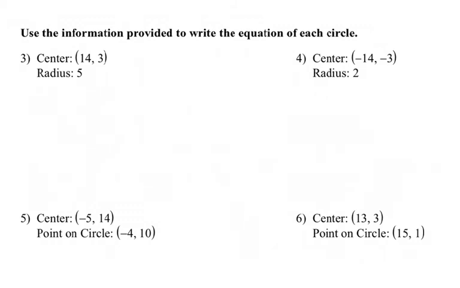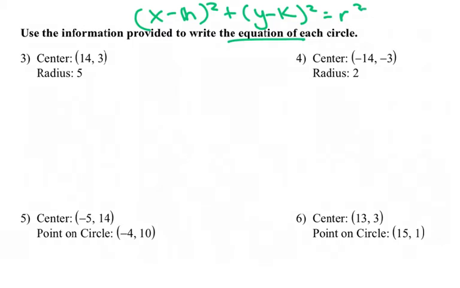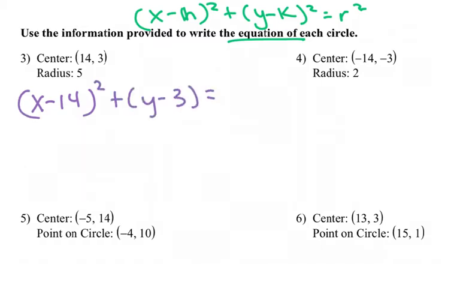Okay, the next section says use the information provided to write the equation of each circle. So I'm going to write the equation, so remember how it looks. You're going to have (x minus h) quantity squared plus (y minus k) quantity squared equals r squared. And so number 3, I get the center, so I'm going to have (x minus 14) squared plus (y minus 3) equals r squared. So that's really very easy to put together.